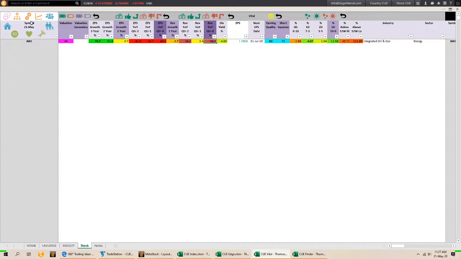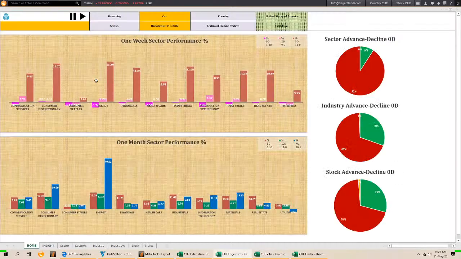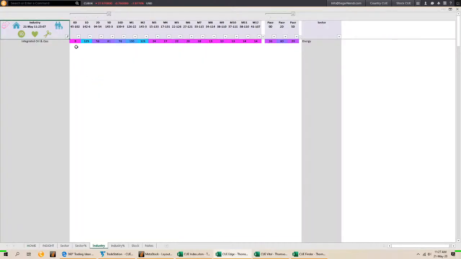If I want to look at industry, I can click the cog icon. If I want to look at the chart, I can click the chart icon. Let's look at the industry. The industry is one of the weakest today, integrated oil and gas.